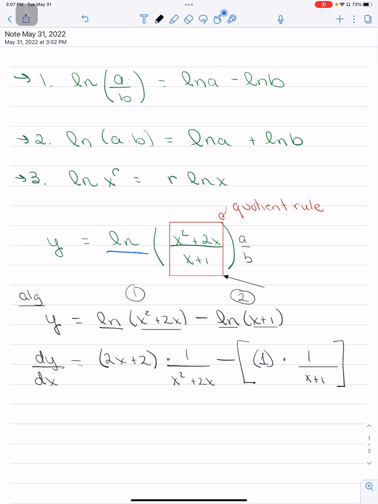Okay, I can clean this up a little bit. So dy/dx is equal to, I have a common 2, I'll pull that out. So that's 2 times x plus 1, all over the x squared plus 2x. And then minus, and then that's just 1 times 1. So that's minus 1 over x plus 1.